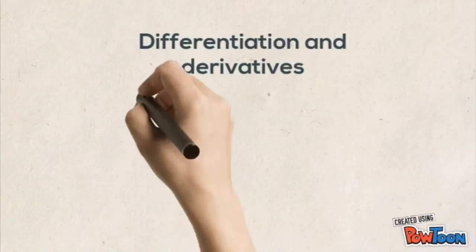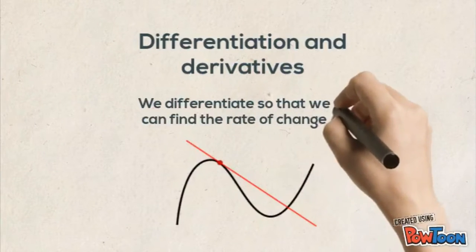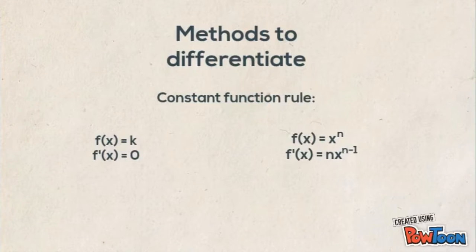Why do we want to differentiate? Well, we basically differentiate so that we can find the derivative and hence find the rate of change. There are a few methods to differentiate. One of them is the constant rule, which looks a little bit like this.